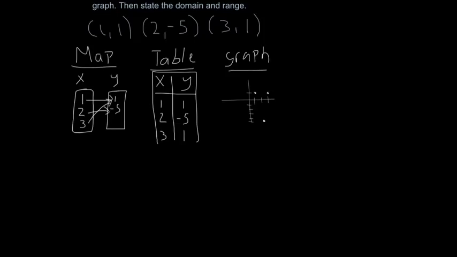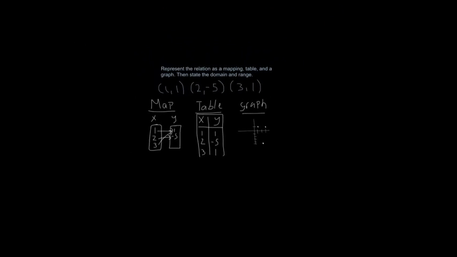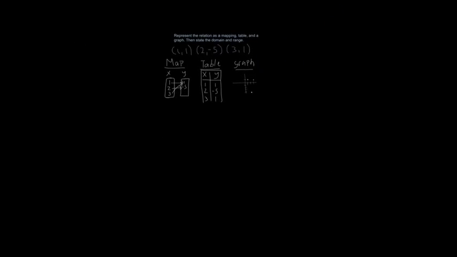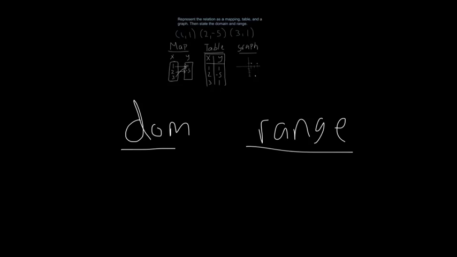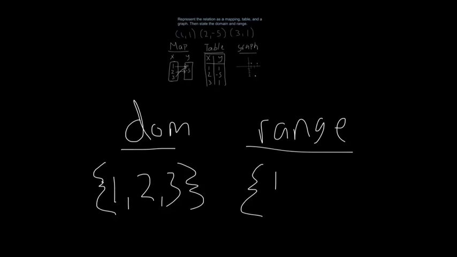Okay, and if we wanted to state our domain and range, I'm going to zoom out here to give myself some room for my domain and my range. Remember, domain is the x values. So looking up there, I have a 1, I have a 2, and I have a 3. Those are all my x values of the ordered pair. And then in my range, I have a 1, I have a -5, and I've got another 1, but I don't rewrite that because it's already in my set here. So that's my range.